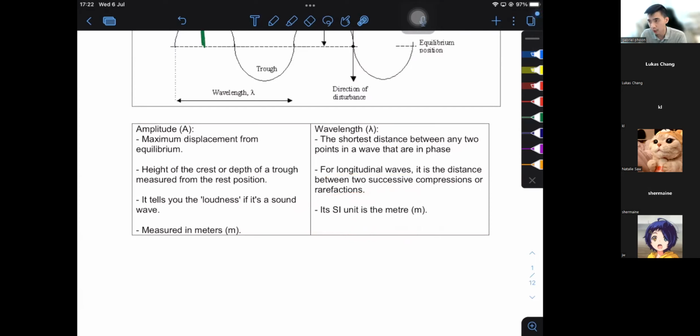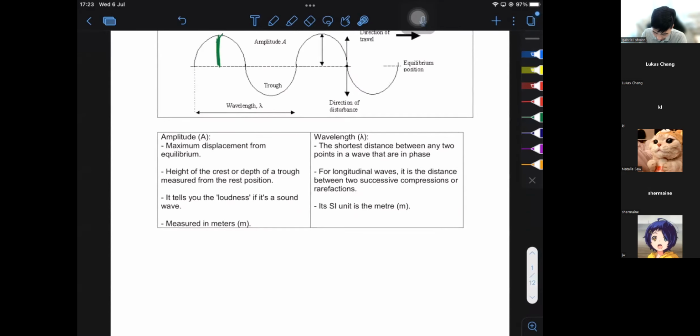Guys, pro tip: anything in your syllabus that has to measure length, it doesn't matter if it's amplitude, wavelength, height, depth, whatever, anything that has to do with length, the standard SI unit is always going to be meters, guys. You have to know this: distance, displacement, all these are measured in meters. You must know this. Okay, very important.